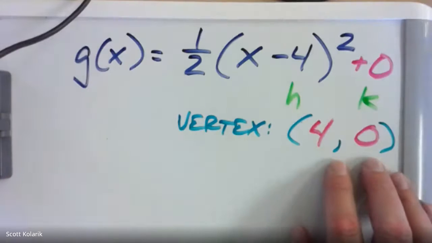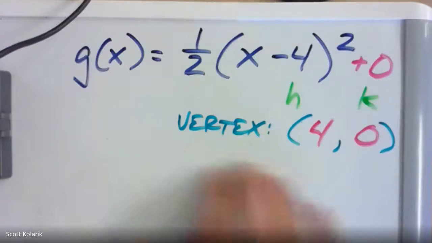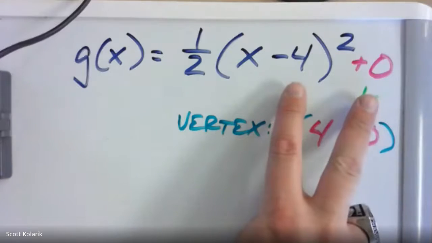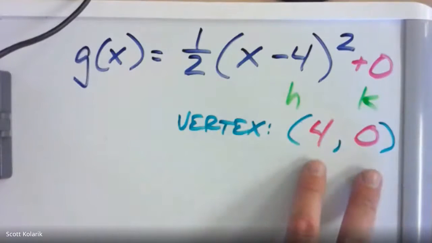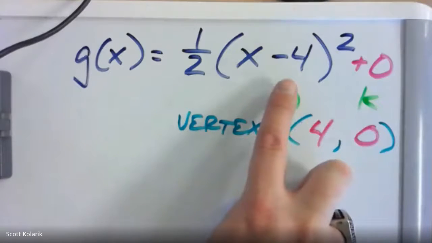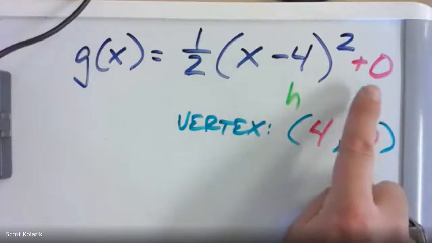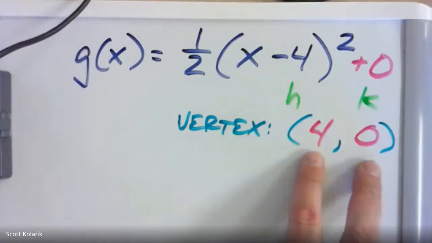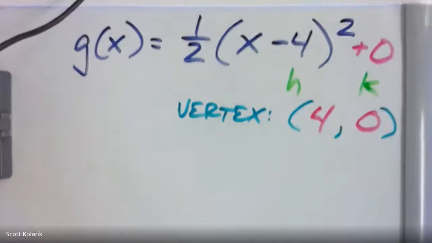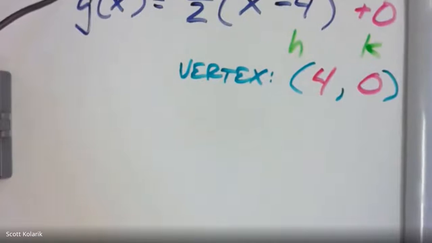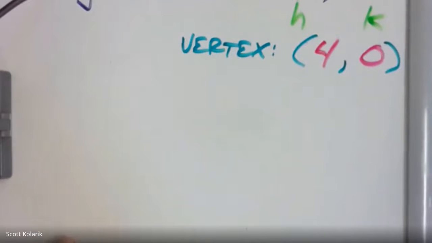Identifying the vertex, especially when you get practice with this, will be the fast part. You're just looking for that HK combination. That literally is going to be your vertex. Opposite sign of inside the parentheses, same sign of the outside. Okay, there's my vertex. So how do I use that beyond just putting it onto a coordinate grid? All right, so I'm going to use this vertex.